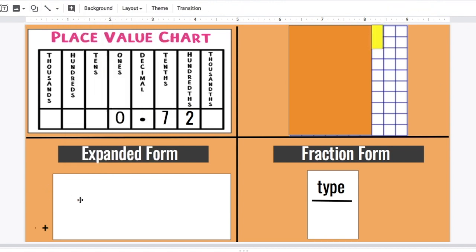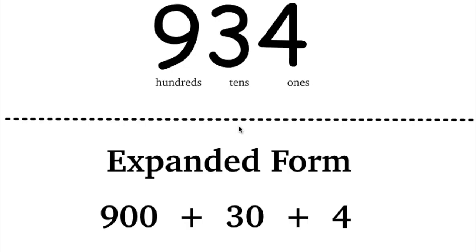To show 72 hundredths in expanded form, remember that expanded form for whole numbers breaks each number into its place value. So for 934, we have hundreds, tens, and ones. To put 934 in expanded form, we take 900 plus 30 plus 4, thereby breaking each of the digits into its place value. 900 for 9 hundreds, 30 for 3 tens, and 4 for 4 ones.